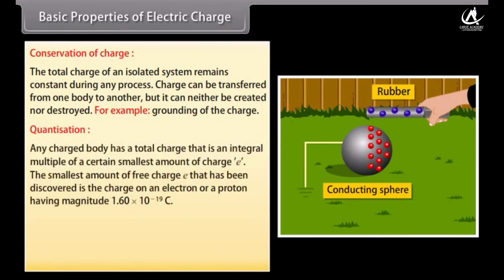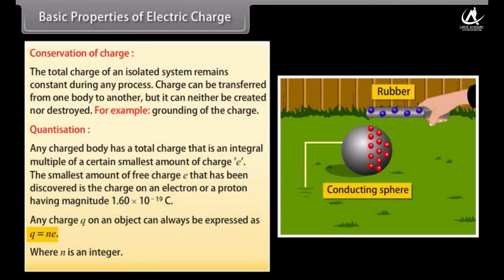Quantization. Any charged body has a total charge that is an integral multiple of a certain smallest amount of charge e. The smallest amount of free charge e that has been discovered is the charge on an electron or a proton having magnitude 1.60 × 10^-19 Coulomb. Any charge q on an object can always be expressed as q = ne, where n is an integer.